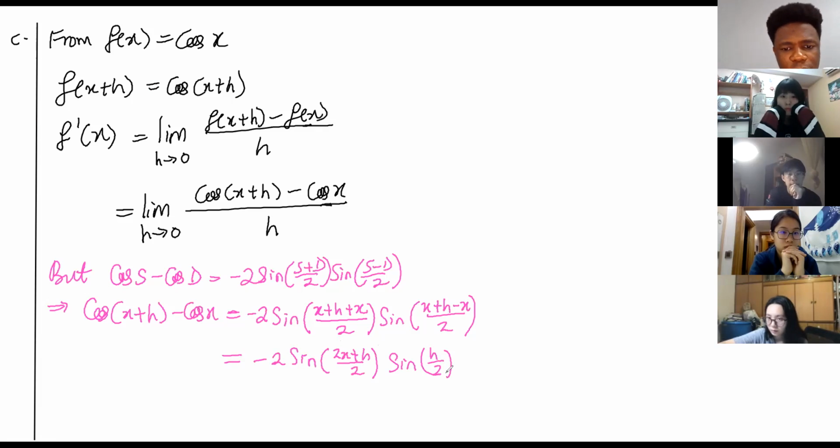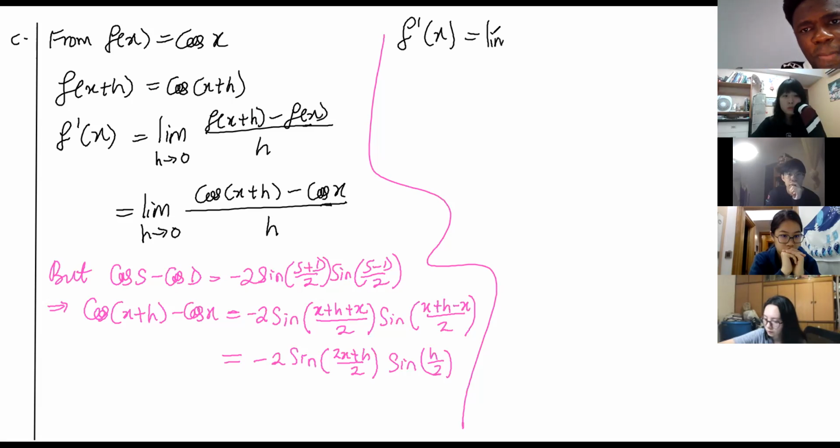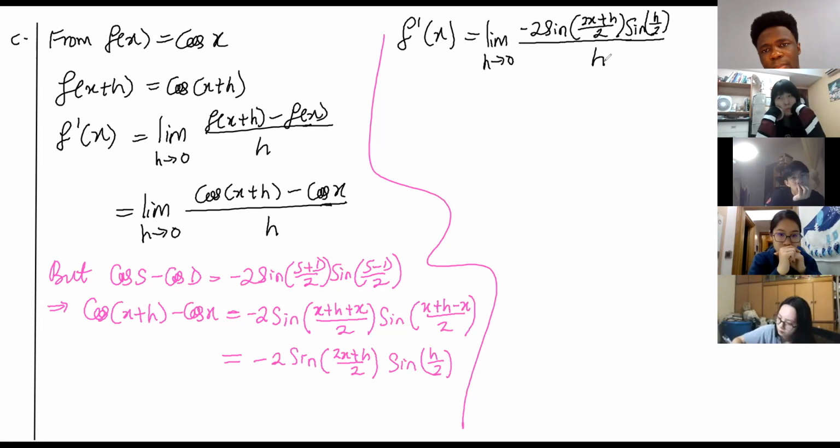Now, I don't know if you can see something that I'm seeing. So if you put this back, our f prime of x is simply the limit as h tends to 0 of minus 2 sine of (2x plus h) over 2 times sine h over 2, divided by h. How do we proceed?